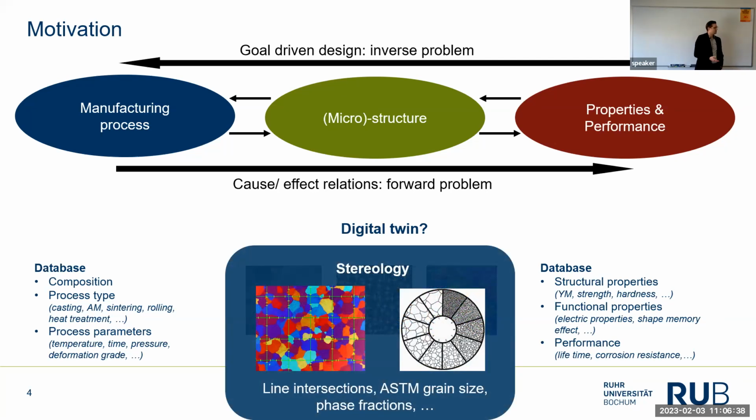And what we usually do is stereology. There are concepts like line intersection methods or ASTM grain size. So we can derive certain quantitative parameters. Nowadays, these parameters are often called descriptors, and there are always new descriptors coming up. So people try to describe the microstructure with parameters. And there are even approaches that use neural networks, like an encoder-decoder system. You can transform such a microstructure image into something called a feature vector, for example, that can then be used in a model, or you can use it with a decoder to generate artificial new microstructures.